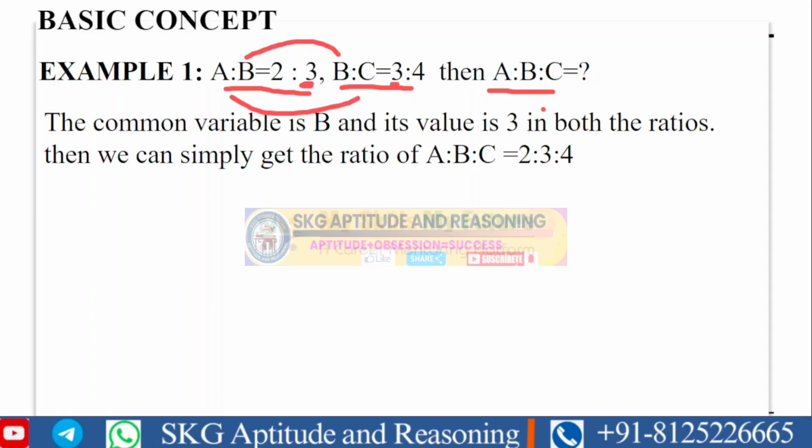So that is the same point here. Here the common variable was B, and from its values we get the ratio of A is to B is to C as 2 : 4. That was one example, a very simple one. Let's see a similar kind of example with a different approach.